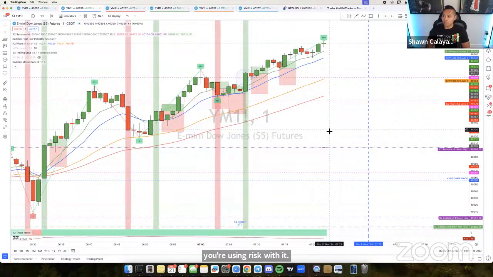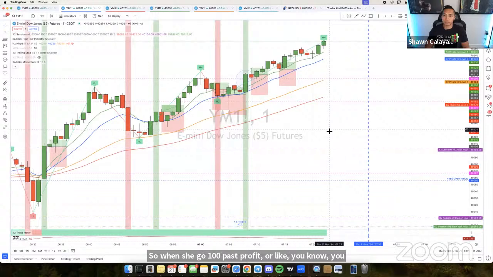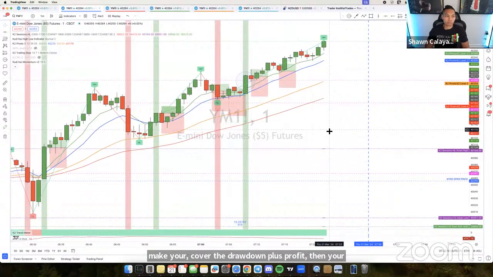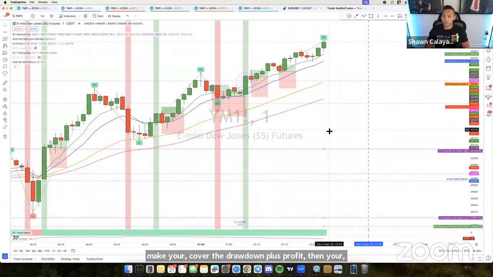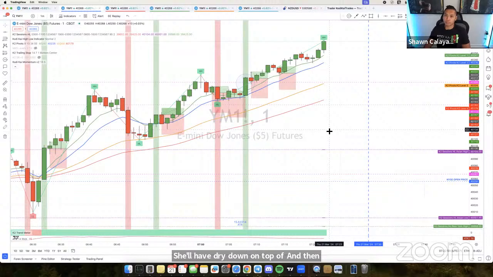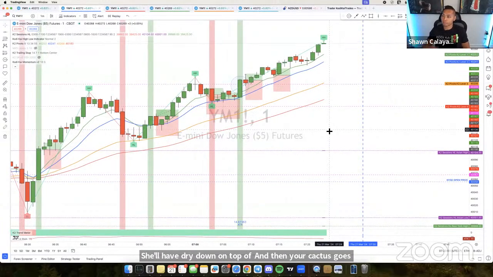Kenny said, so your trailing drawdown stops once the trail goes 100 above your initial account size. Yeah, pretty much. So once you go 100 past profit, or you cover the drawdown plus profit, then your drawdown follows. So you'll have drawdown on top of drawdown, and then your cap just goes higher and higher. You could basically have unlimited drawdown at that point.